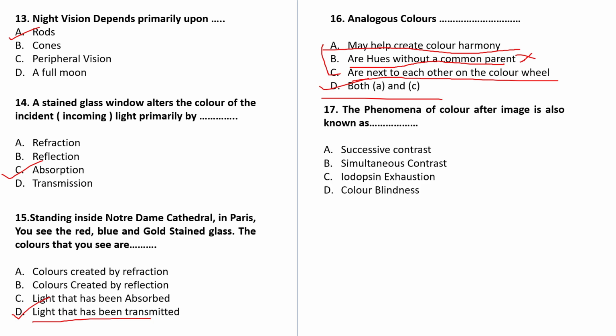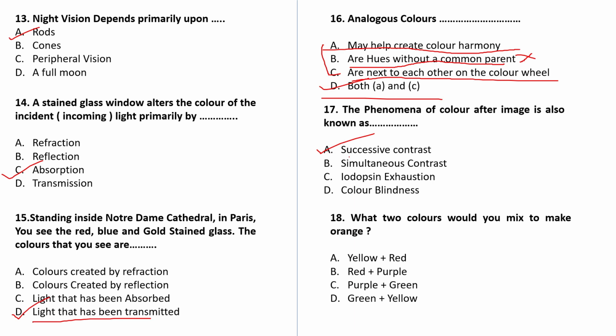The phenomenon of color afterimage is also known as successive contrast. Okay, what two colors would you mix to make orange? Yellow and red. So A is the correct answer.